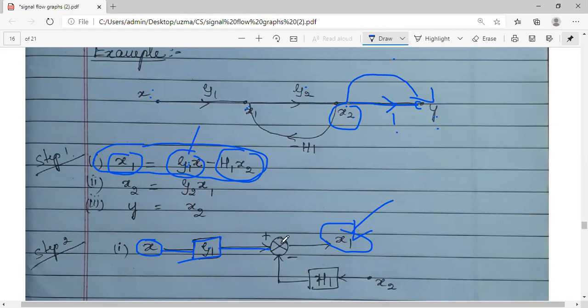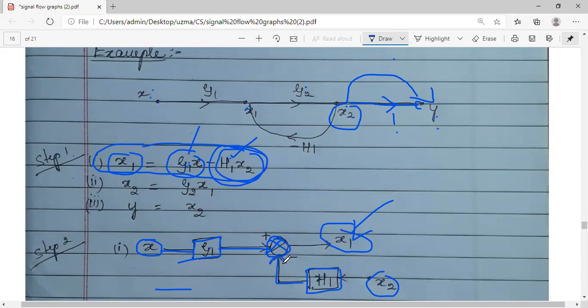Actually it is subtraction, but I have to use a summing point here. It is added with one more value. What is the one more value? h1 into x2. From x2, I don't know from where it is coming, so somewhere here I have taken. You can take from this end also. From x2, you have one gain parameter h1. So take one block and put h1 inside the block.